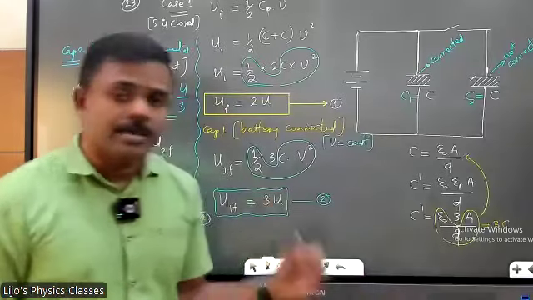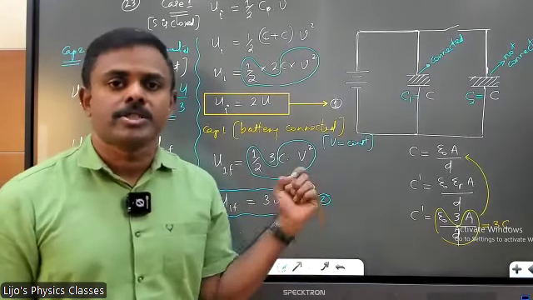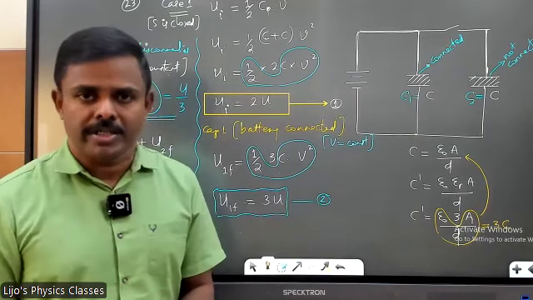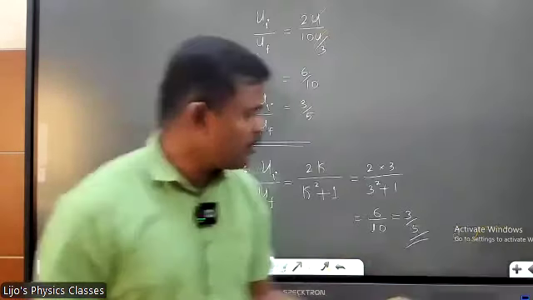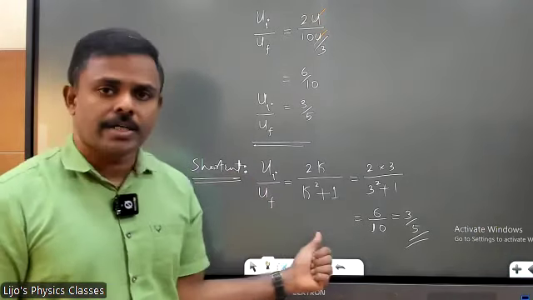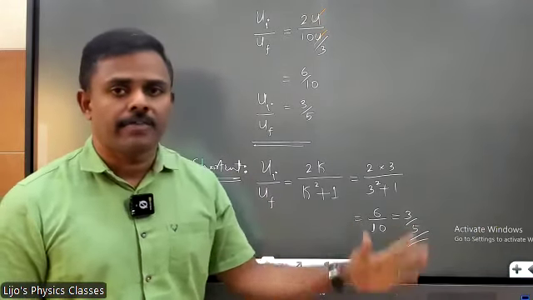This has come a couple of times in boards, and whenever it was asked, it was a 3-mark question. It is always asked as a 3-mark question. So the shortcut won't be much useful, but if you want to check if your final answer is correct, you can use the shortcut. 6 by 10 or 3 by 5 will be the final answer.